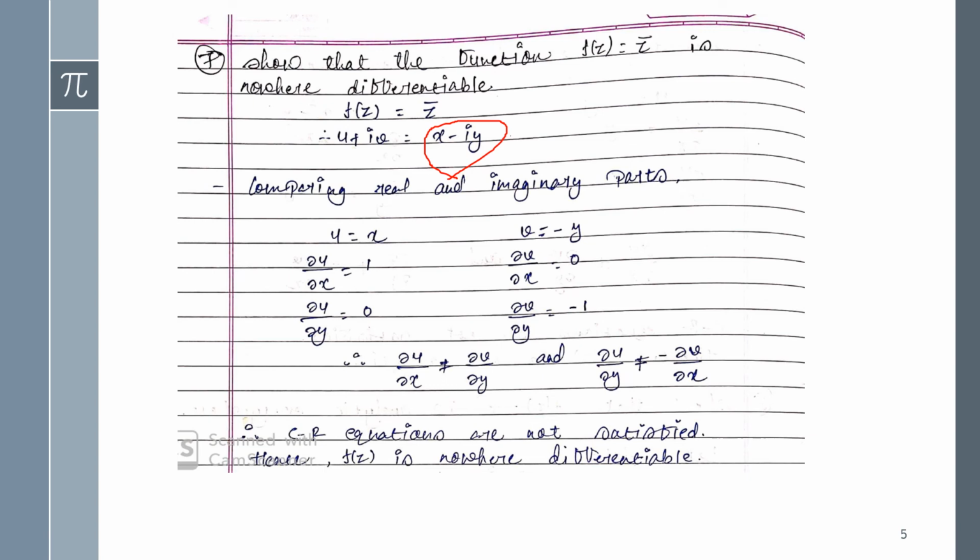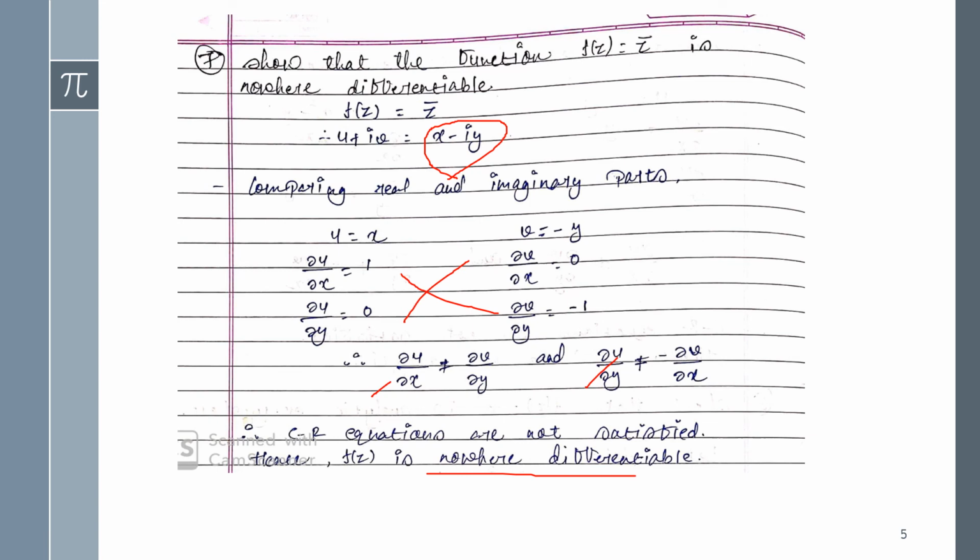And now to find the CR conditions, you have to find four components: u with respect to x and y, as well as v with respect to x and y. I have done it here, and please cross verify. Here you can see that this one is not satisfying. So the CR condition is not satisfied. It means the given function is not analytic, and if it is not analytic, it is not differentiable. I hope you all understood, guys.